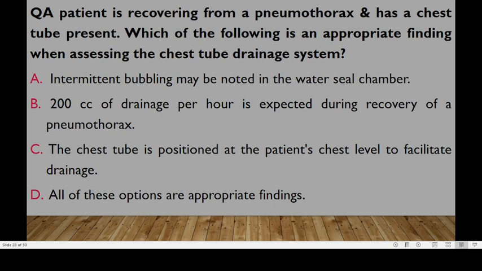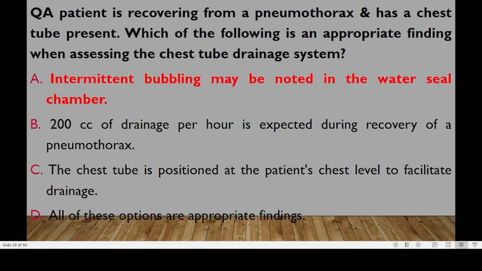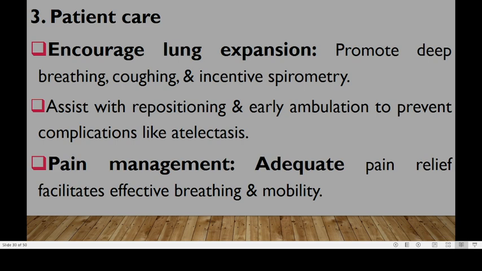C: The chest tube is positioned at the patient's level to facilitate drainage. It should be below the patient's level, right, below. So the intermittent bubbling that may be noted in the water seal is a normal finding.